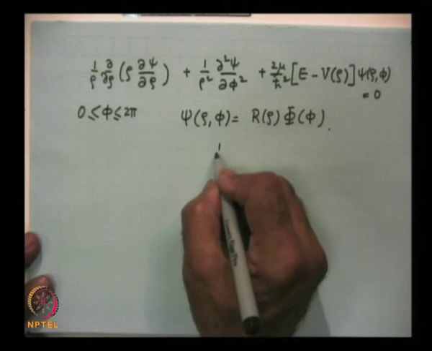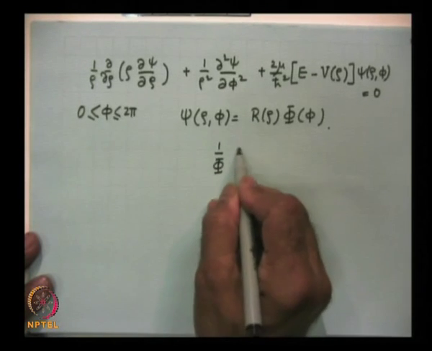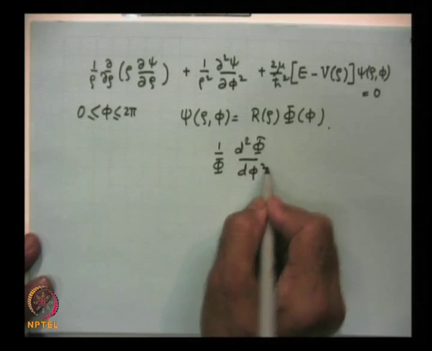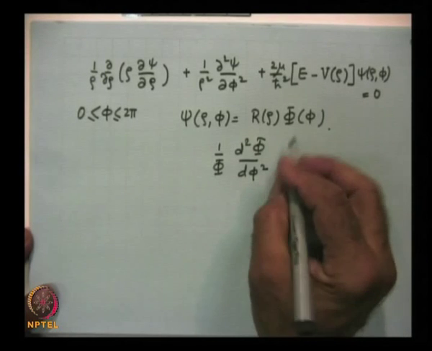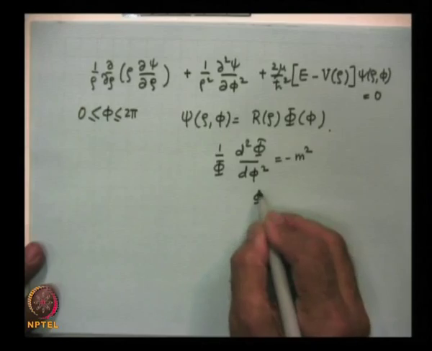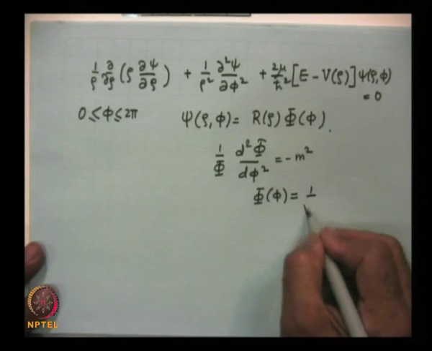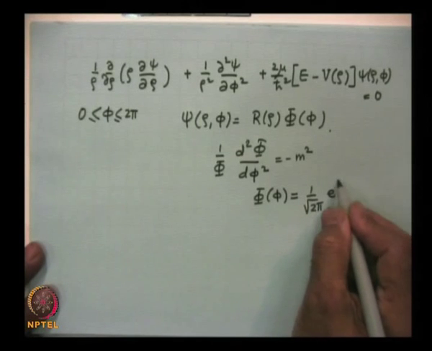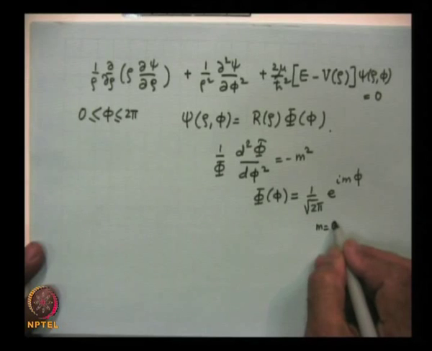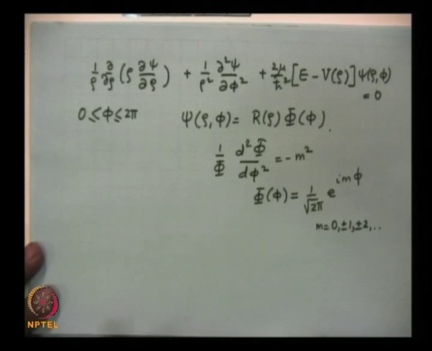And one will obtain a term like this: 1 over phi d 2 phi by d phi square, as we had obtained in the angular momentum problem. We will set this equal to minus m square, and we will get phi of phi equal to the normalized 1 over root 2 pi e to the power of i m phi, where m is equal to 0, plus minus 1, plus minus 2, etc.